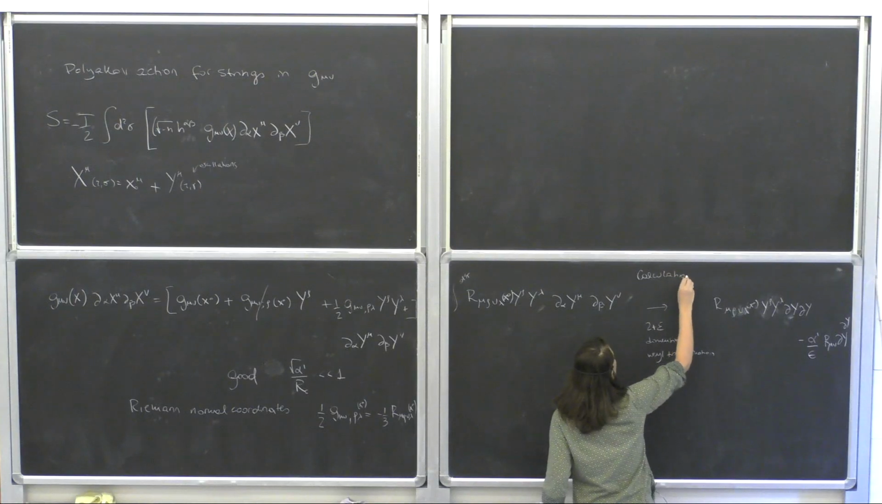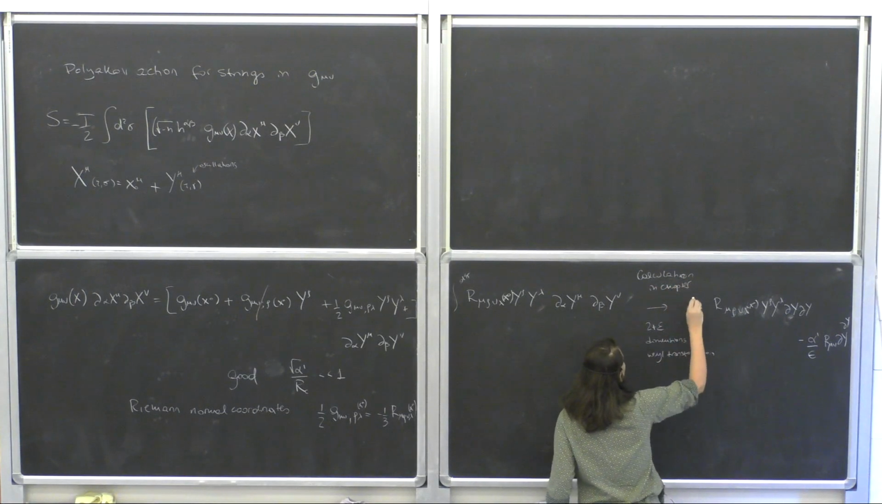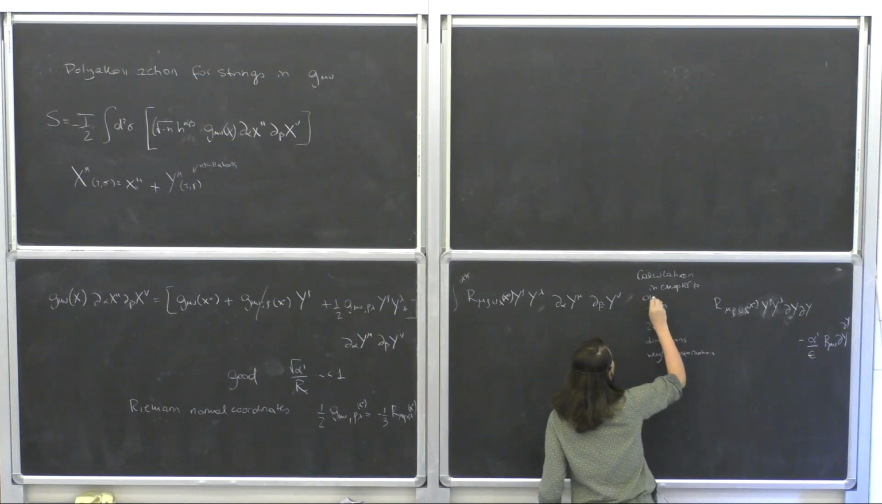Look, the calculation is in a chapter of Tong's lecture notes. I don't remember which chapter.